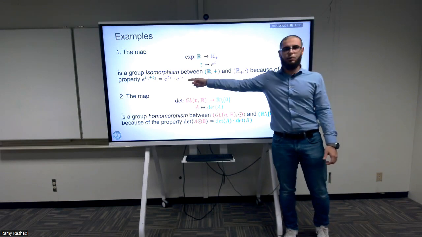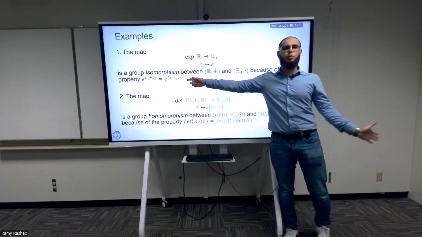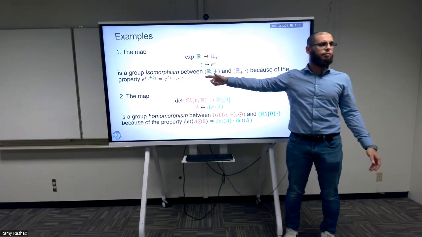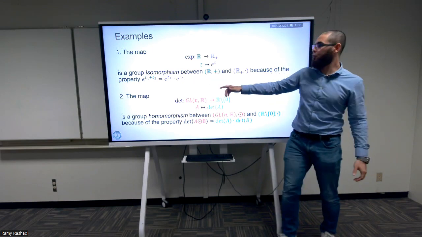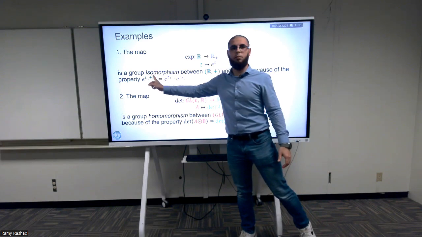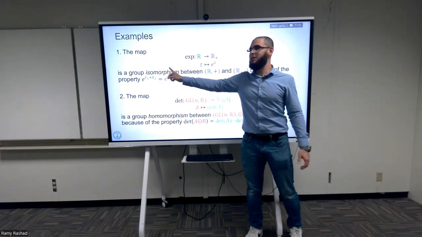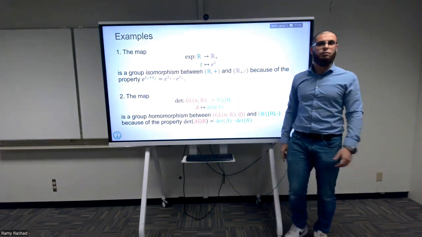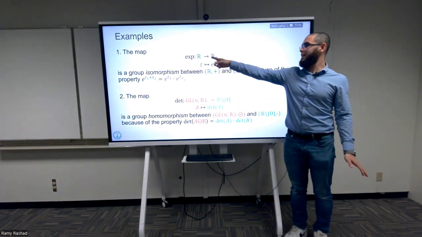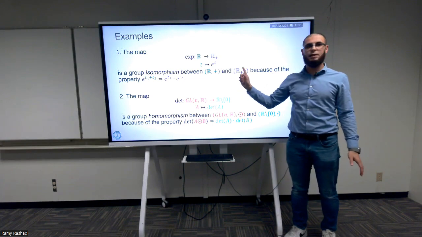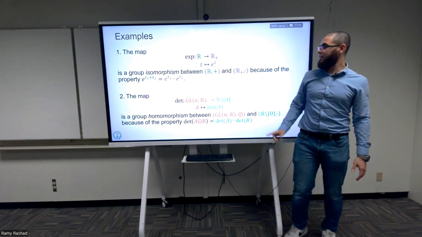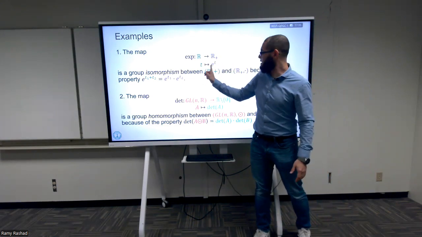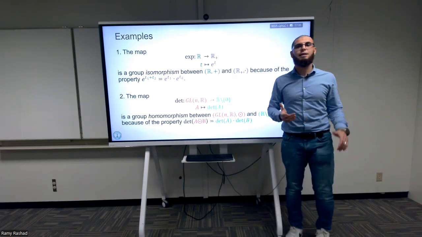Because of this property, which is just a property of exponentials, you either know it or you don't know it. It's just something that's true. If you take the exponential of any two numbers, it is exactly the same as taking the exponential of the first one multiplied by the exponential of the second one. So the exponential map between these two groups is a group isomorphism. And this means that whatever I do with this group, I can do with that group because it's essentially the same structure.